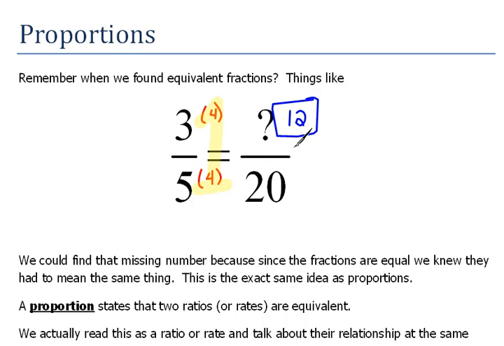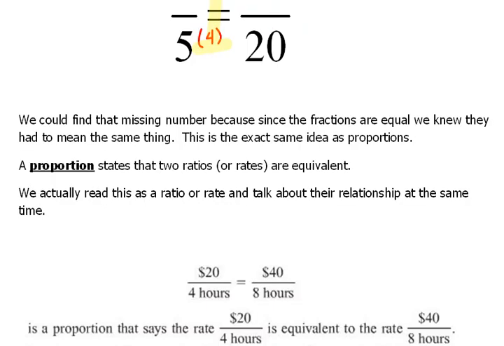This is the idea of proportions. Whenever we talk about two fractions being equal to each other, we're saying that the numerators and denominators are in the exact same proportion. A proportion, technically, the definition for it says that this is where we are talking about two ratios or rates being equivalent. Equivalent is the very big important word there.